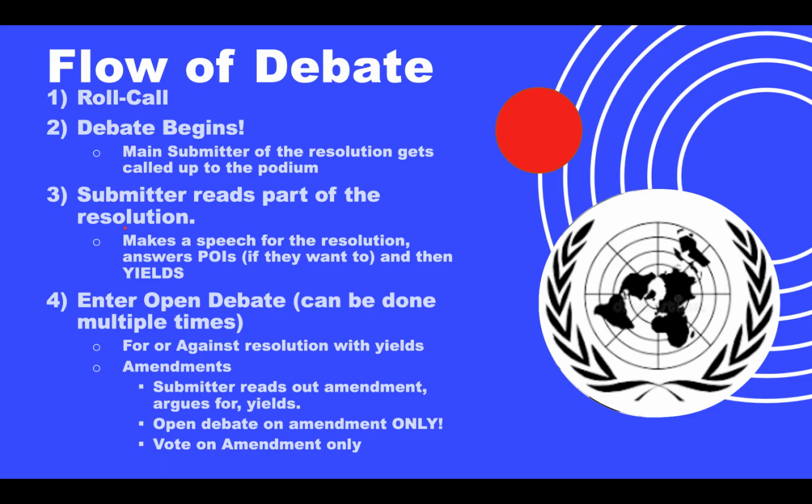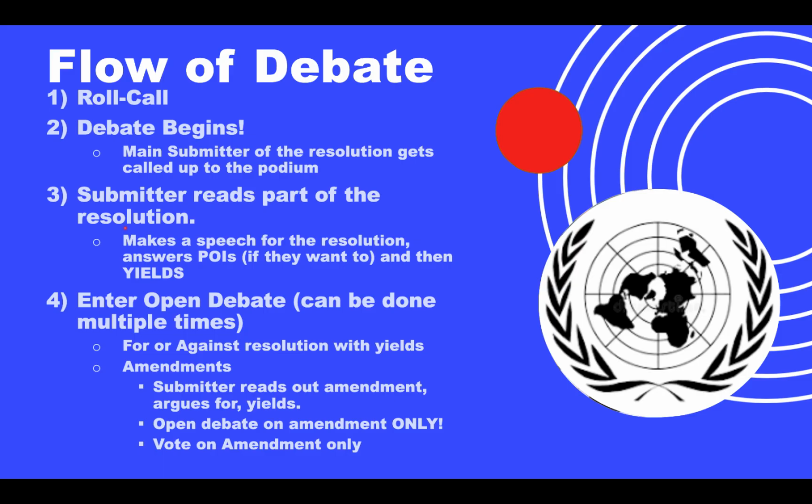So what happens is, if you get recognised and you have an amendment, you say on your way up to the podium, would it be in order to speak on my amendment? Chair will usually say it will be in order. You get up, you read out your amendment, the floor will read it, you'll then argue for your amendment, and then you'll yield the floor to someone who will support the amendment.